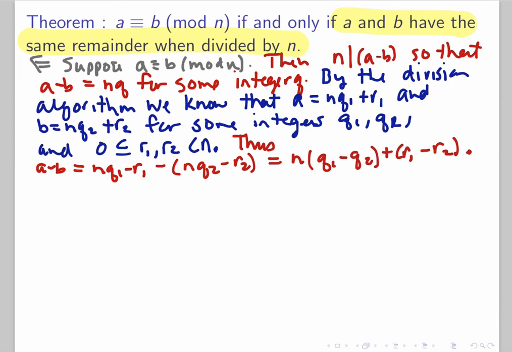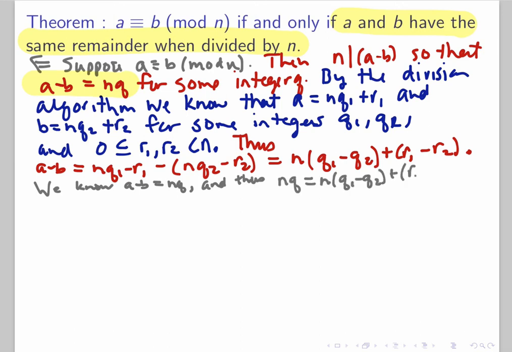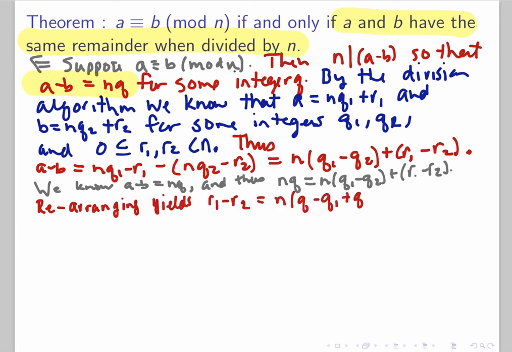And the reason I thought to look at A minus B is I already know something about A minus B. I know that it's a multiple of n. It's n times q. So if I substitute that, we get n times q is some multiple of n plus r1 minus r2. And then we can rearrange, and we get r1 minus r2 is some multiple of n.